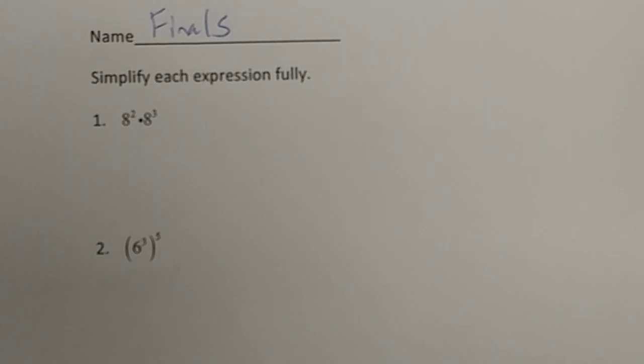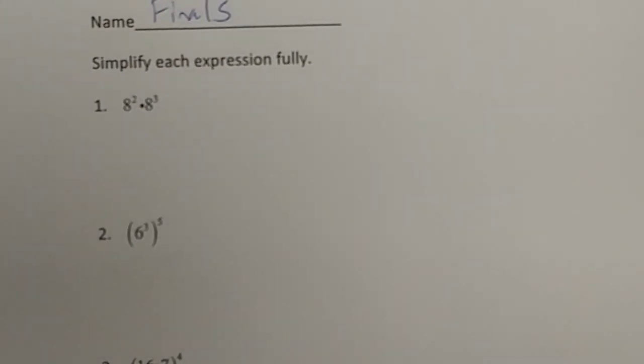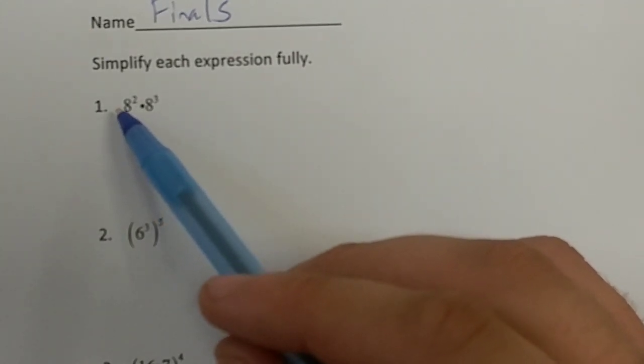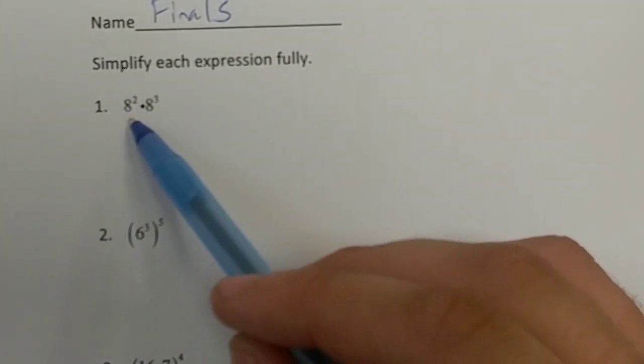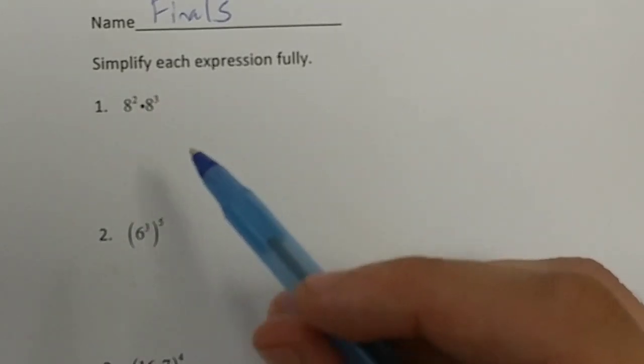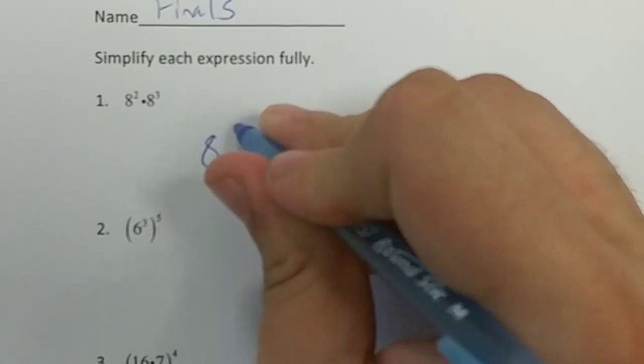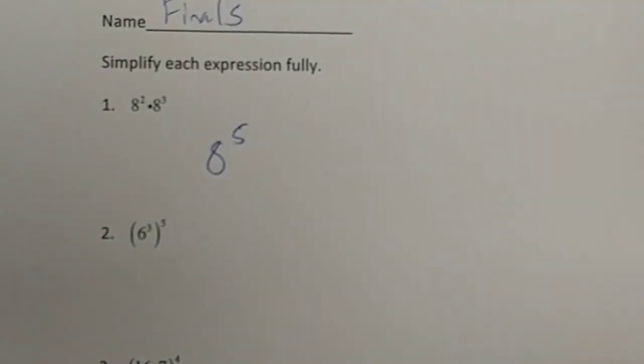Okay, that works. All right. So let's start it off. When you multiply two numbers with exponents, like 8 to the, and they have the same base, so 8 to the second times 8 to the third, you just add the exponents. So 8 to the second times 8 to the third is just 8 to the fifth.